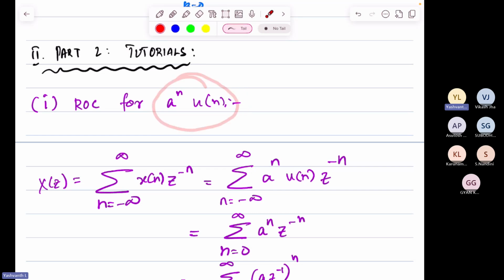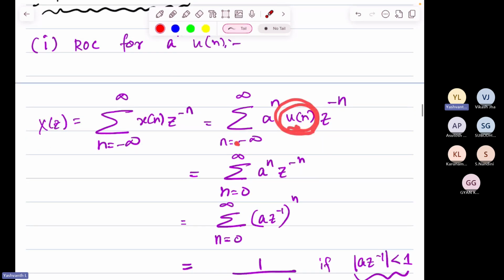Now, what is the definition of the Z transform? X of z is equal to the sum from n equal to minus infinity to plus infinity of x of n, z power minus n. Now, put x of n equal to a power n into u of n. That is this step here. But now what do I know? I know that u of n takes the value 1 for n positive and u of n takes the value 0 for n negative. So for all n from minus infinity to 0, there will be no such term. It will be 0.